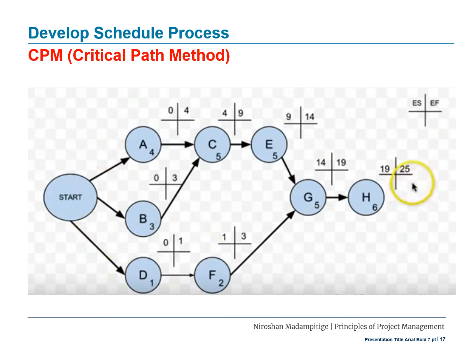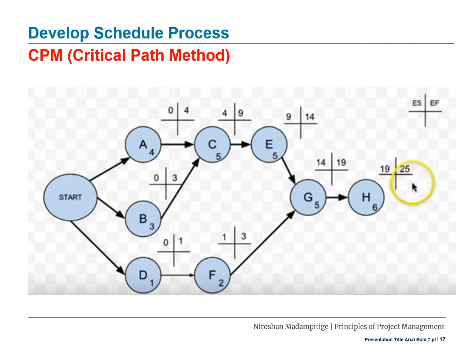And how many days does C need? 5. So if it is started at the 4th day, and this takes 5 days, what is the earliest finish? Earliest finish of C is 4 plus 5, that is 9. So put 9 here. Similarly, you're going to calculate early start and early finish for all the activities listed in the network diagram. So let's consider one more example here.